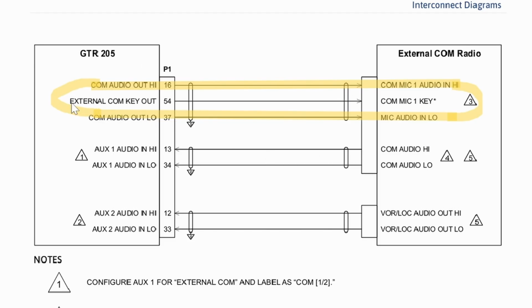Now the external comm key out, that triggers the radio to start transmitting your voice. So it's just a switch, no return or ground for that, just something to let the circuit know that, hey, we want to transmit now.